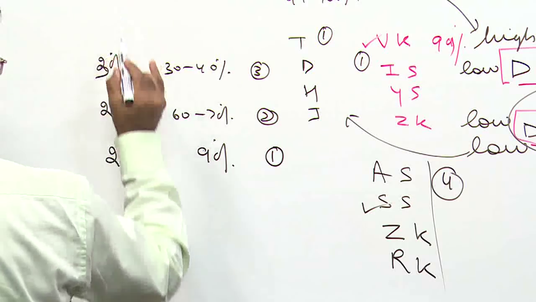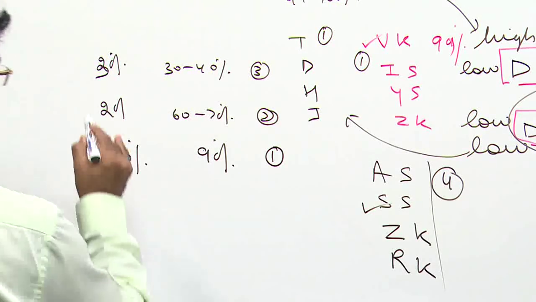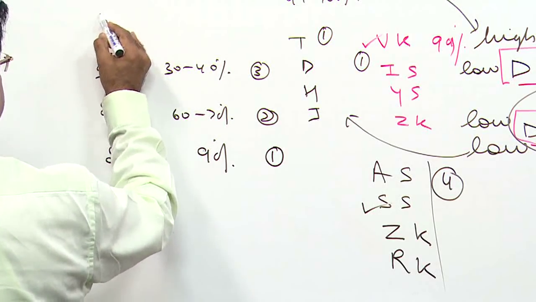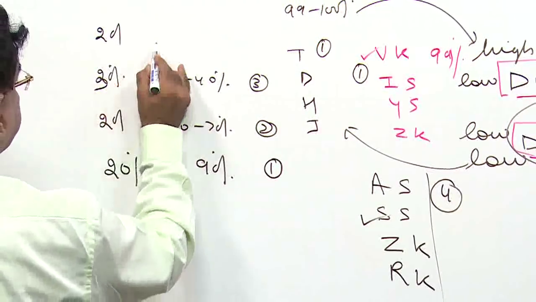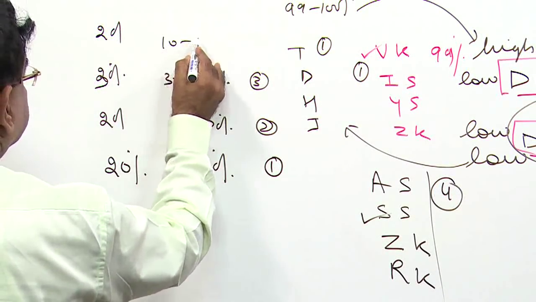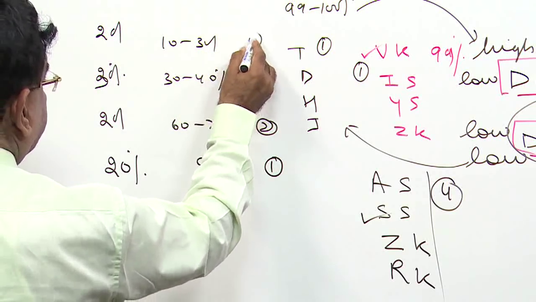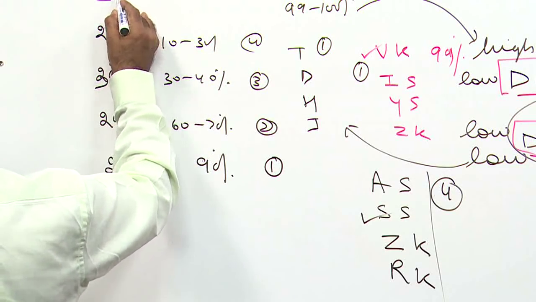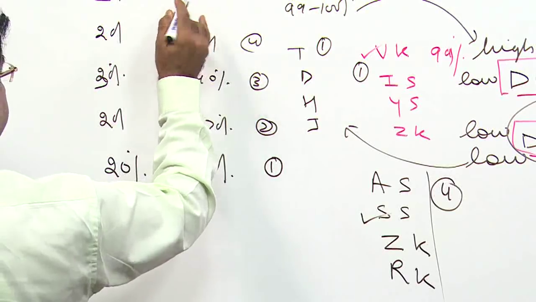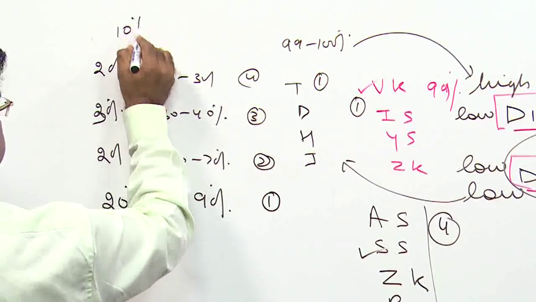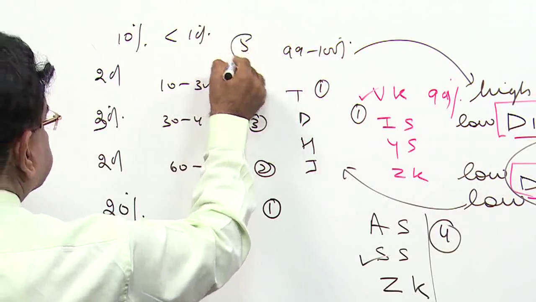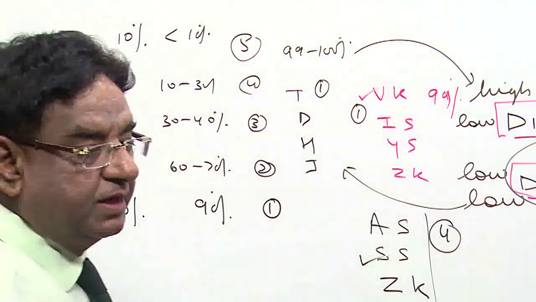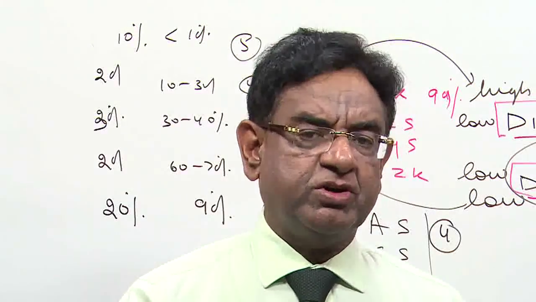Then around 10%, again 20% can be answered by 10 to 30%, 4 marks, or less than 10%, or around 10% questions can be answered by less than 10% people. They may be on the higher scale. Got it? So each question is not of equal marks.